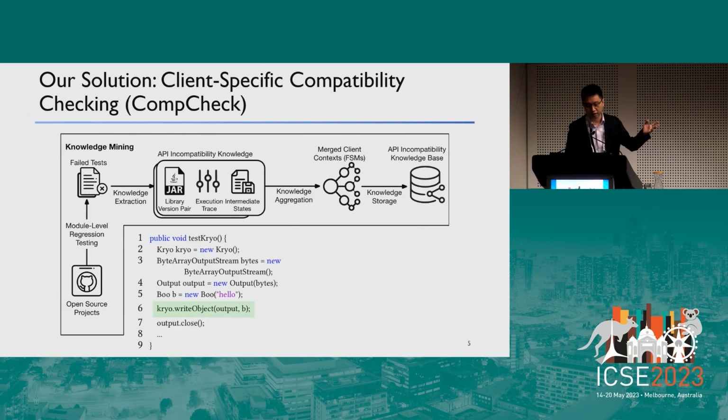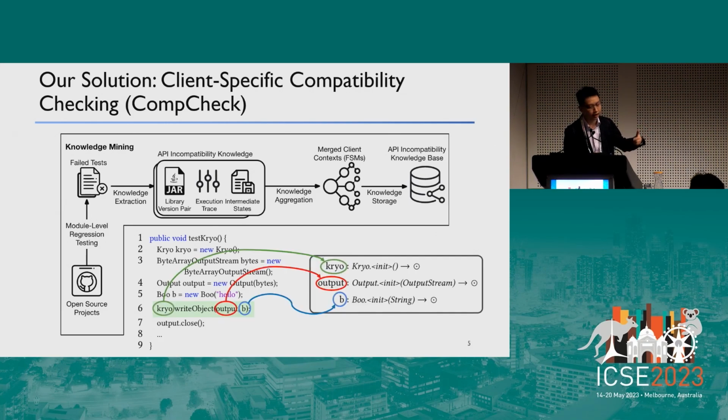So for example, this test here fails because of an API call, read object. Then for each argument passed into this problematic API, we record its execution traces and intermediate states. In this example, all these three arguments are very simple. They are just instantiated within the same method, and they didn't go through any other operations. So the traces also look very simple. But in other complicated cases, the trace can be longer. So we use this to represent the client context of the given incompatibility.